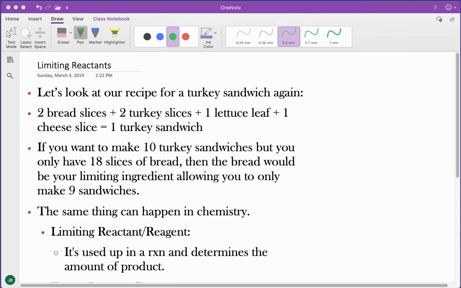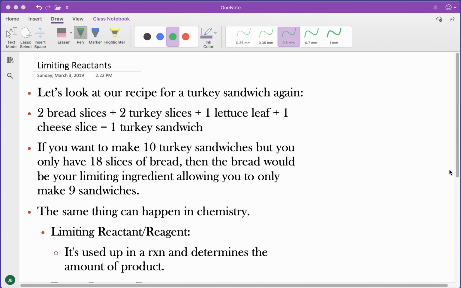So I'm going to start off with an analogy. If we are trying to make a turkey sandwich, and we have this recipe here for a turkey sandwich, and we want to make 10 turkey sandwiches, but we only have 18 slices of bread, then the bread is going to be considered the limiting ingredient because it's only going to allow you to make 9 sandwiches.